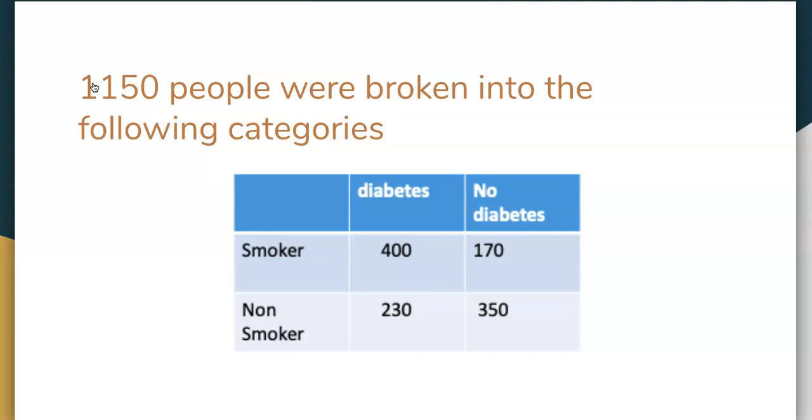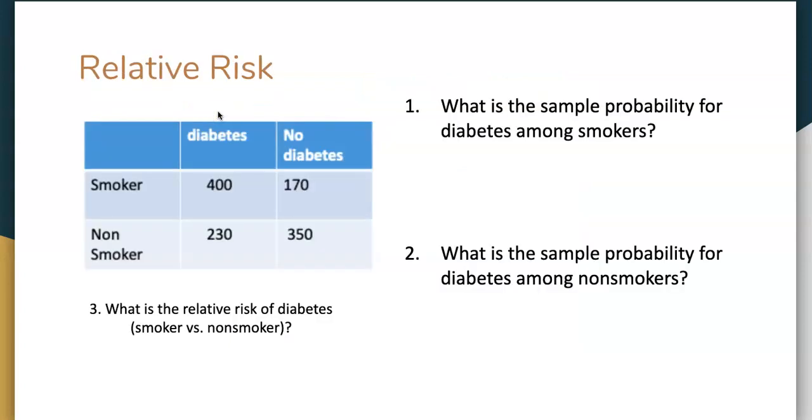All right, what's next? Oh, here we go. The relative risk is what I want to talk about. That's the last thing for this video. In order for me to find the relative risk, I need to find number one and two.